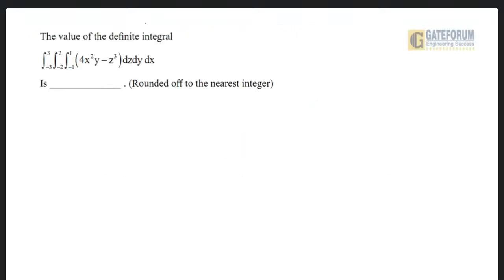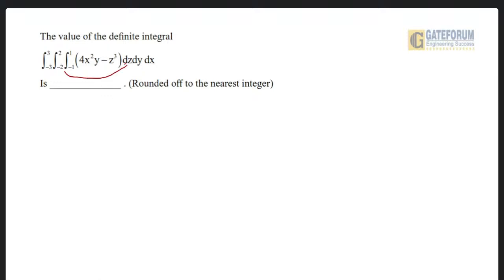The question is the value of the definite integral, the triple integral, x y z limits minus 3 to 3, minus 2 to 2, minus 1 to 1, of 4x square y minus z cube dz dy dx, rounded off to the nearest integer. This is from engineering mathematics, from the topic calculus, subtopic integration, triple integral. So all the limits are constants, and moreover the order of the limits is mentioned.